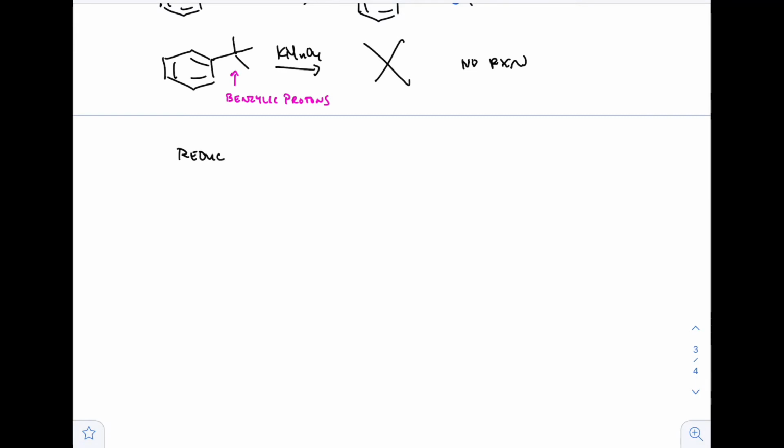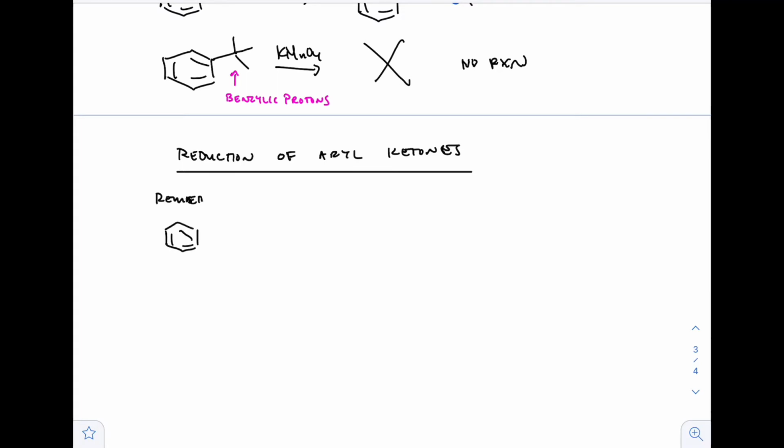Oxidation of alkyl benzenes requires the presence of a benzylic proton, and you're always going to yield that benzoic acid, okay? So, reduction of aryl ketones. Before we talk about reduction of aryl ketones, I want to remind you of Friedel-Crafts alkylation and one of the limitations associated with that, right?